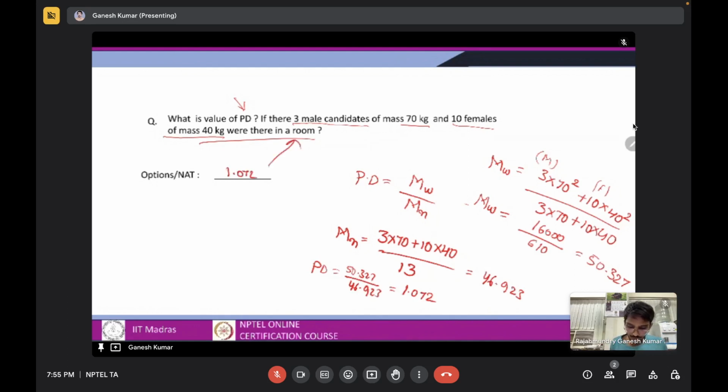Maybe you can consider it as a room where 3 male candidates of mass 70 kgs and 10 female candidates of mass 40 kgs were there. So this is all about the sample questions of week 1.